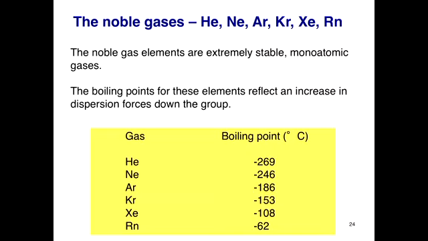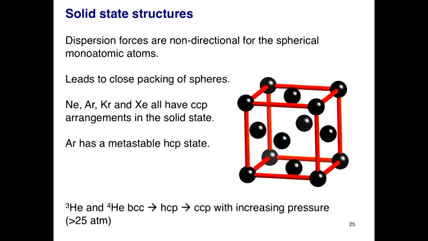What if we cool these gases to a solid? We can consider those atoms to be spheres. What do they end up doing? Well, it turns out that they pack together in cubic close packed arrangements. Well, neon, argon, krypton and xenon do. They have that packing arrangement. So it doesn't matter whether it's metallic bonding or ionic bonding or dispersion forces. Spheres like to pack in a close packed arrangement.